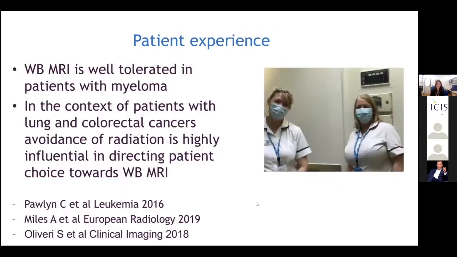Whole body MRI, as Giuseppe's already alluded to, is well tolerated by our patients. That's a huge credit to our radiographers who have become experts in patient positioning and communication. But I think also Stuart Taylor's work in the Streamline study is also really insightful in showing that to patients, the lack of radiation is also very important to them.